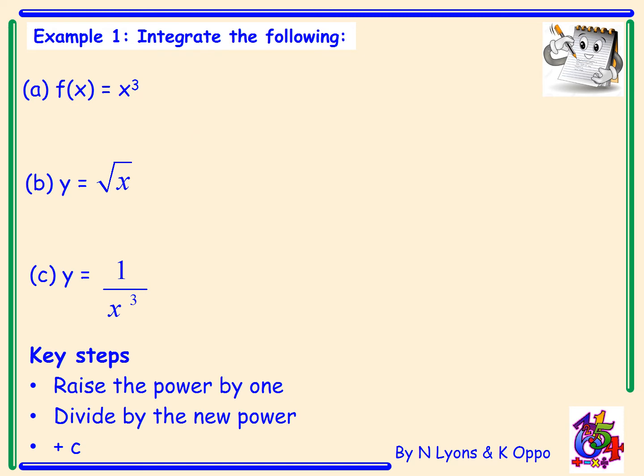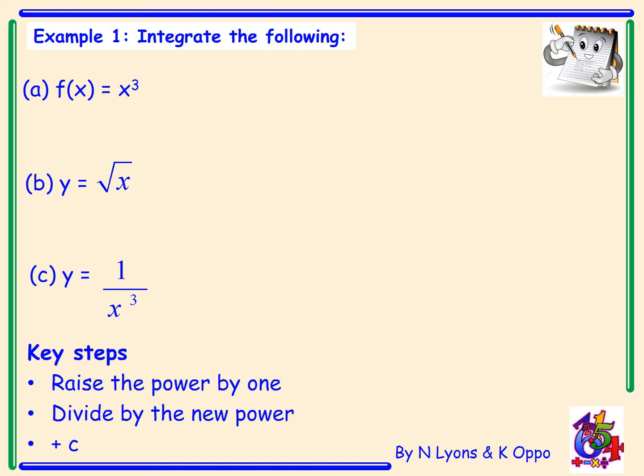Right, example 1. Integrate the following. Let's start with example A. So example A says f of x equals x cubed. So at the bottom here we have the key steps. Raise the power by 1, divide by the new power, and add a constant of integration c. Remember the note-taking symbol here, so you're writing this down into your notes.